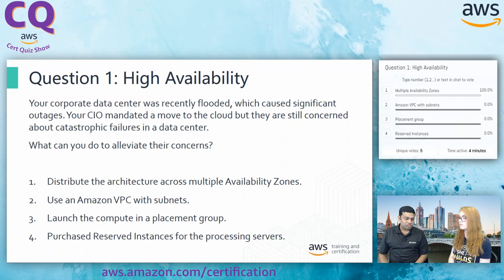So option one is distribute the architecture across multiple availability zones. It sounds good straight away, right? Can you talk us through availability zones for our viewers online, Karthik? I will. So while we talk about this, if MJ or John, one of you can post the link for the global infrastructure in the chat window, that will help. The AWS global infrastructure is made up of regions, availability zones, data centers, and edge locations. So a few different keywords straight away.